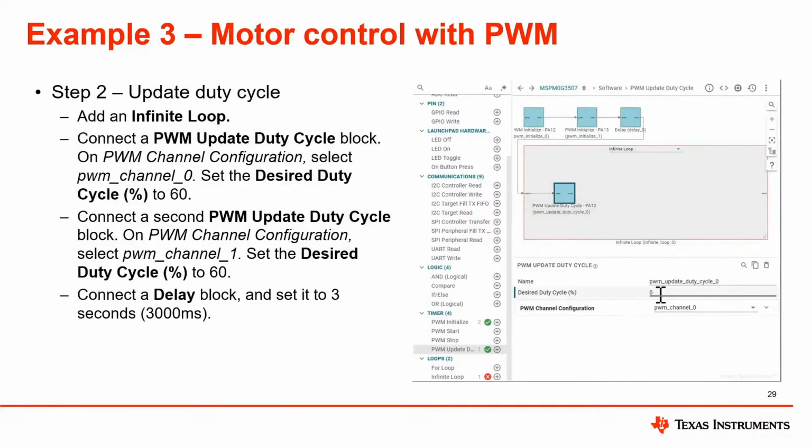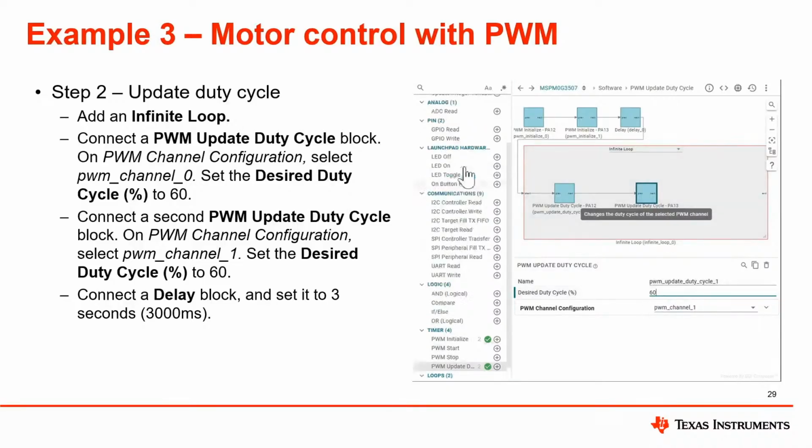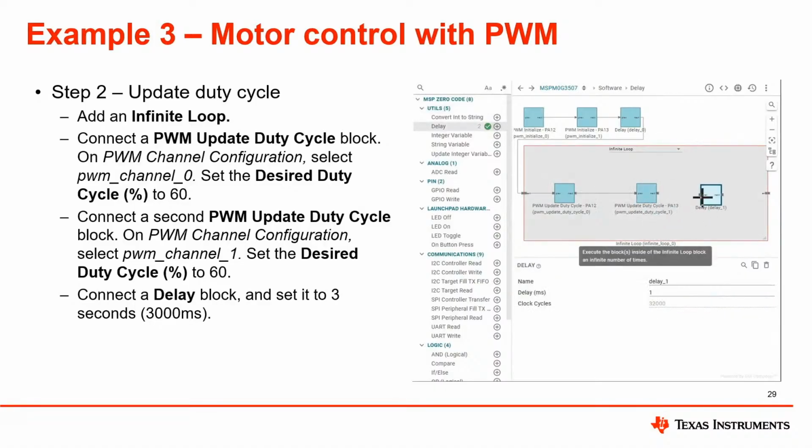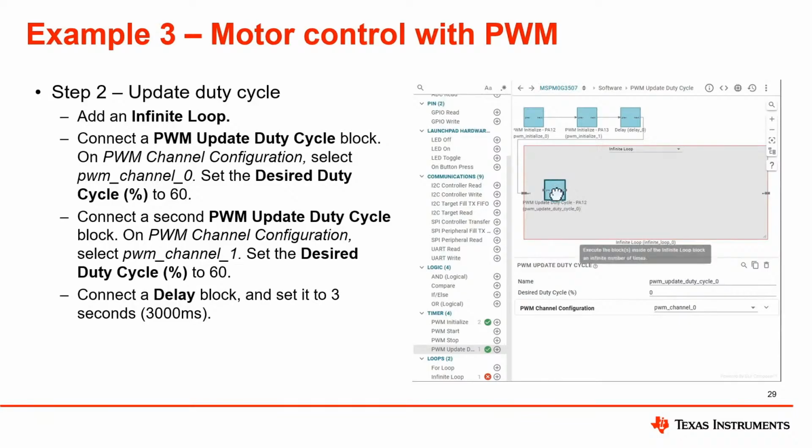In order to showcase the difference in the control algorithm, we want to update the duty cycle as well. In this case, we can add in an infinite loop after initializing the PWMs. And in this case, you can connect a PWM update duty cycle block. On PWM channel configuration, select the PWM channel 0. Then select the desired duty cycle percent and increase it up to 60. So previously your motors were completely still at 0%, and now they're moving significantly faster up at 60.